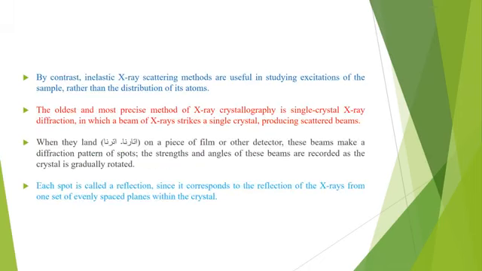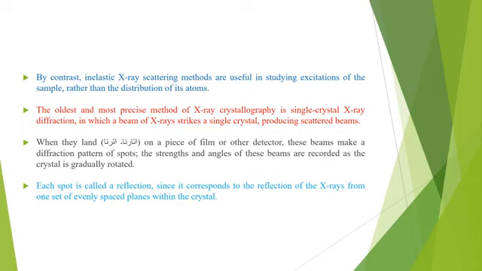By contrast, inelastic X-ray scattering occurs if a change in wavelength occurs between the incident X-rays and the scattered X-rays. Then other methods are also used to study the sample, and these methods are useful in studying excitation of the sample rather than the distribution of its atoms.